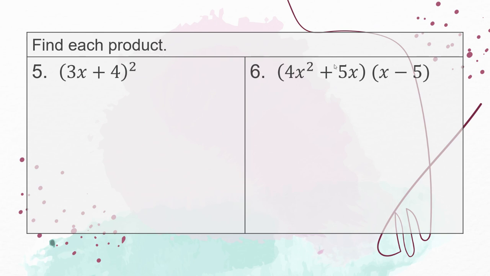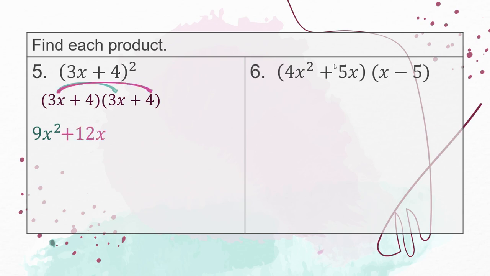Again, we're squaring a binomial, so we want to write that out as multiplied by itself. And then distribute the 3x. 3x times 3x gives us 9x squared. 3x times 4 gives us 12x. Next, we distribute the 4. 4 times 3x gives us 12x. And 4 times 4 gives us 16. Combine like terms, 12x plus 12x combine to give us 24x.